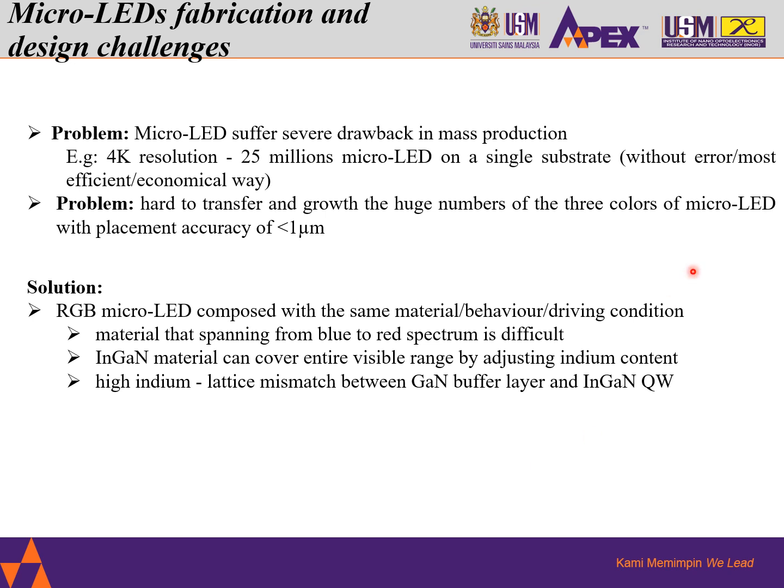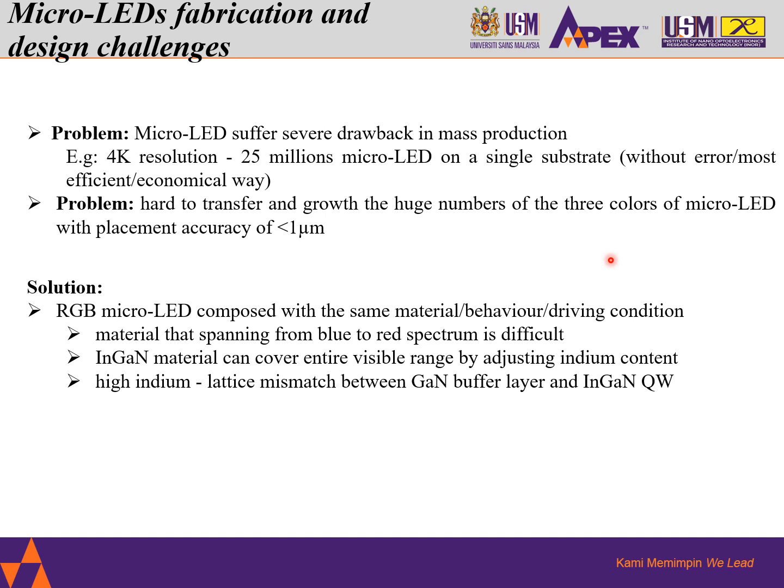However, micro LEDs suffer from a drawback in mass production. As mentioned earlier, it's hard to estimate. For example, to produce a 4K resolution display, 25 million micro LEDs need to be fabricated on a single substrate without any error in the most efficient and economical way. It is hard to transfer and grow the huge numbers of the three colors of micro LED with a placement accuracy of 1 micron or less.